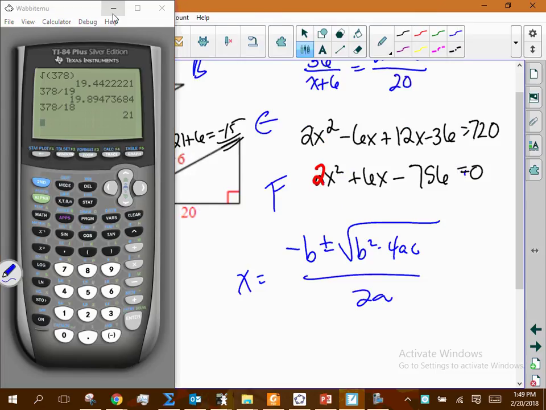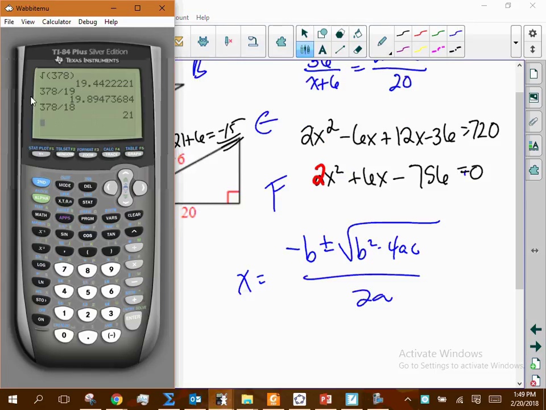Might show you another technique that we can use if we have this calculator. Maybe show that tomorrow if we have time.